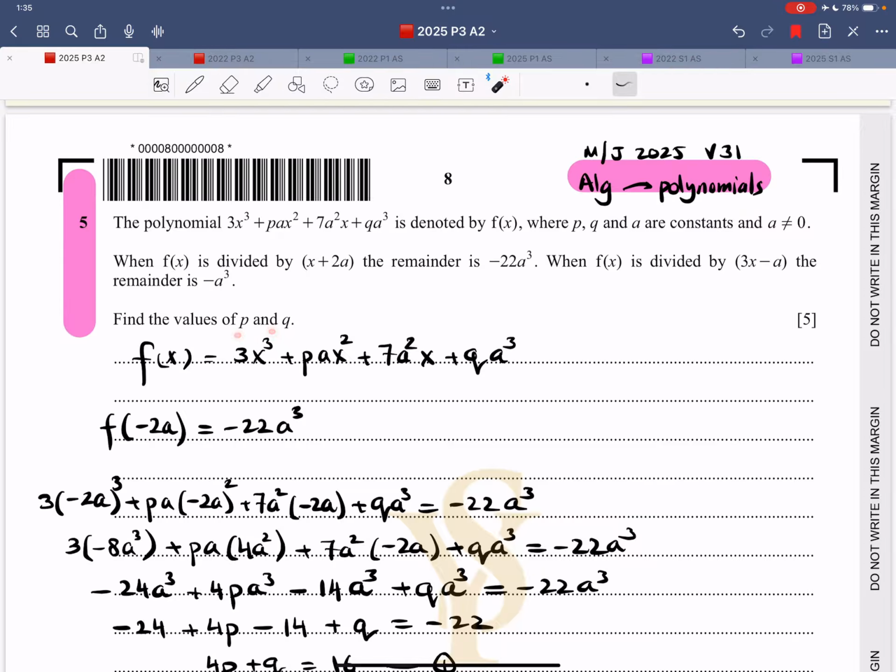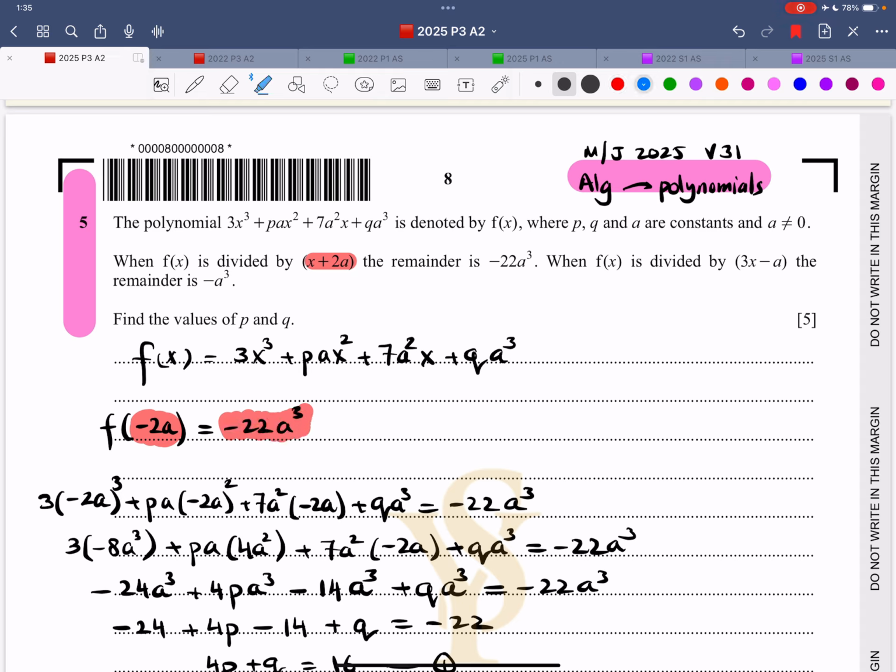So now it looks like a confusing question, but it's not, believe me. The very first piece of information that I have is that f(-2a), because x + 2a equals 0, so x is -2a. When I plug it into f(x), the remainder is -22a³. That is the first piece of info.